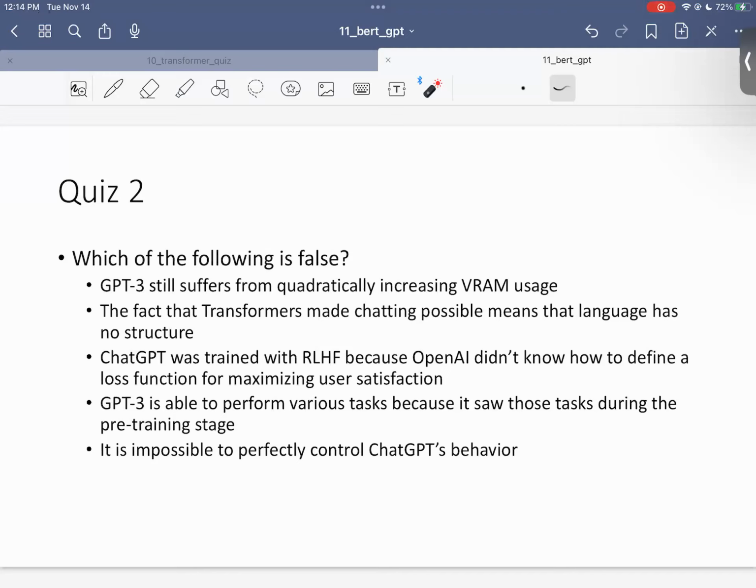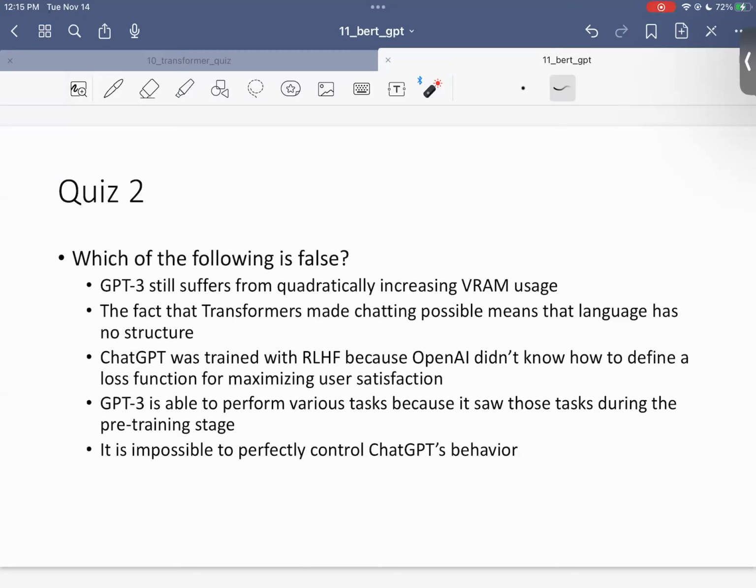Okay, time's up. The answer is 2 and 4, actually. Let's look at them one by one. GPT-3 still suffers from quadratically increasing VRAM usage. This is obviously true. GPT-3 is just a decoder-only model, and it suffers from quadratically increasing VRAM usage. It's just a transformer. Unless you use some other variant of transformer, it still suffers from the same problem.